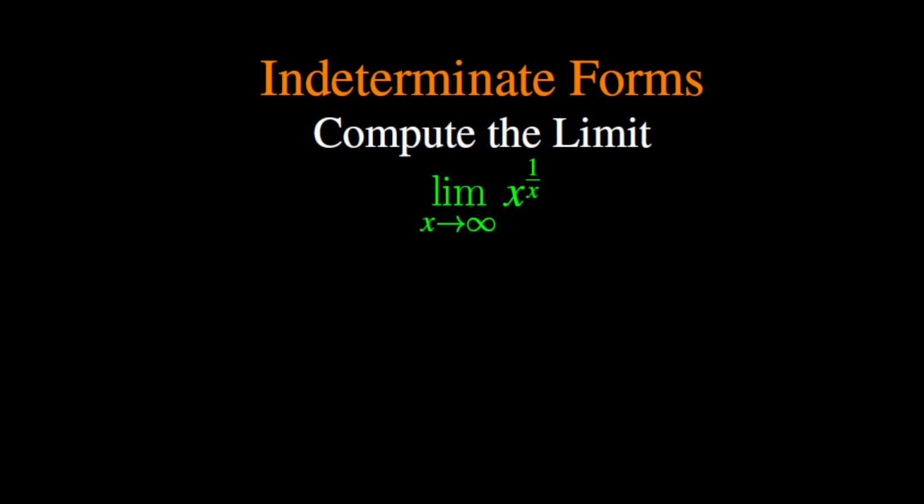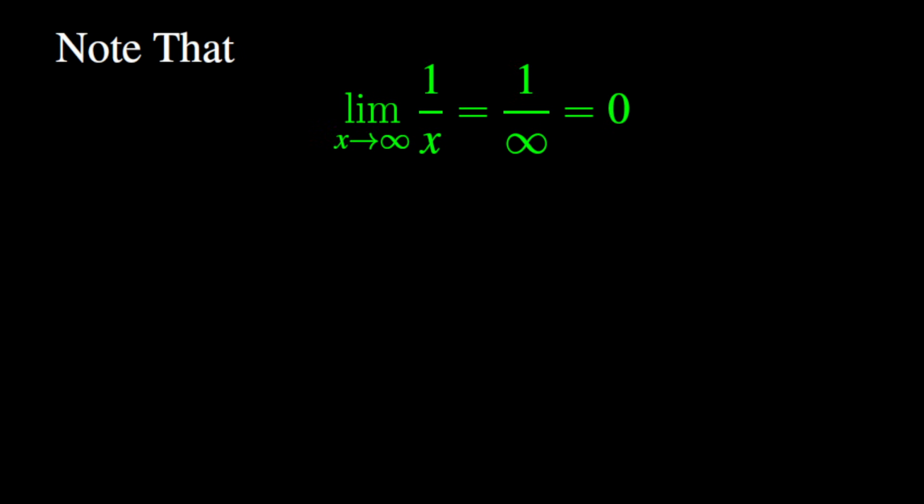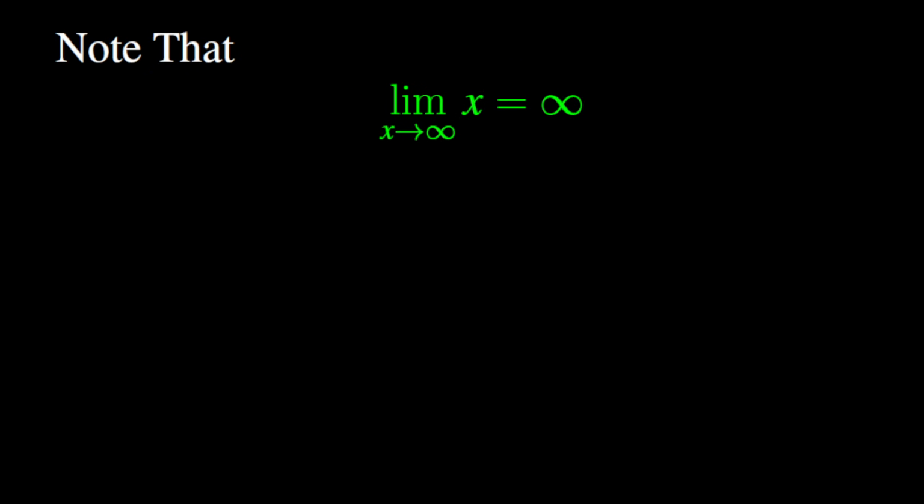Our goal is to find the limit as x goes to infinity of x to the power 1 over x. We all know that the limit as x goes to infinity of 1 over x is 0. We also know that the limit as x goes to infinity of x is infinity.